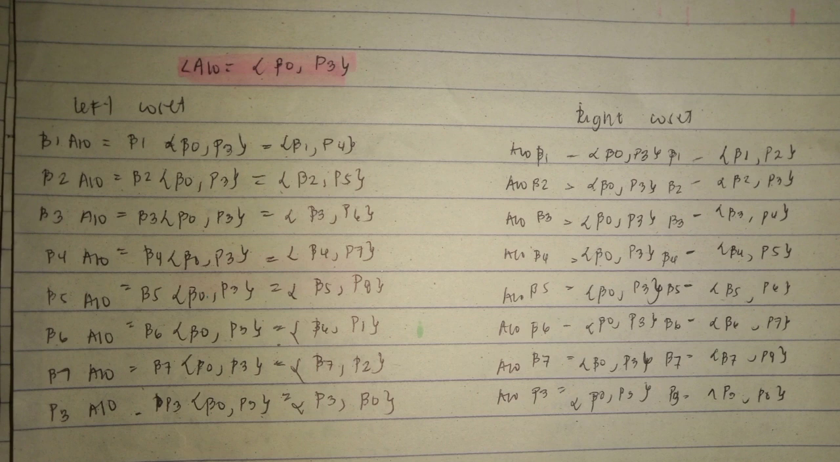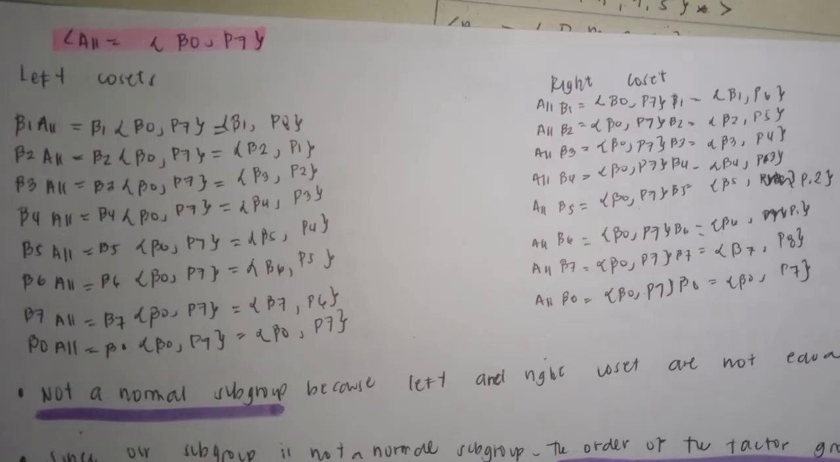These are the b sub 1 and b sub 2, b sub 2 and b sub 3, b sub 3 and b sub 4, b sub 4 and b sub 5, b sub 5 and b sub 6, b sub 7 and b sub 7, b sub 7 and b sub 8, and lastly b sub 3 and b sub 0. And the order of the element for a sub 10 is b sub 0 is 1 and b sub 3 is 2.